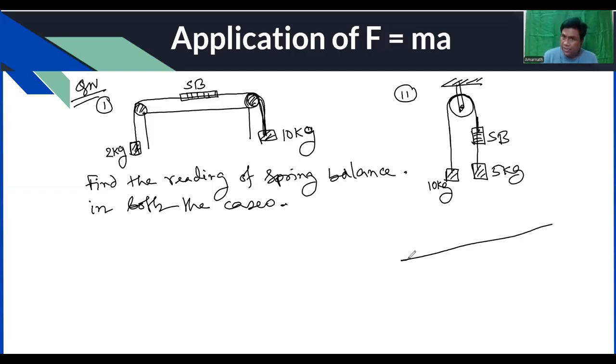In a single thread, if the tension here is 10 Newton, here also it will be 10 Newton, here also 10 Newton, here also 10 Newton. Because normally we take all threads, all strings, to be massless. Our assumption is that threads are massless. So at every point tension will remain the same. So that point you please write down.